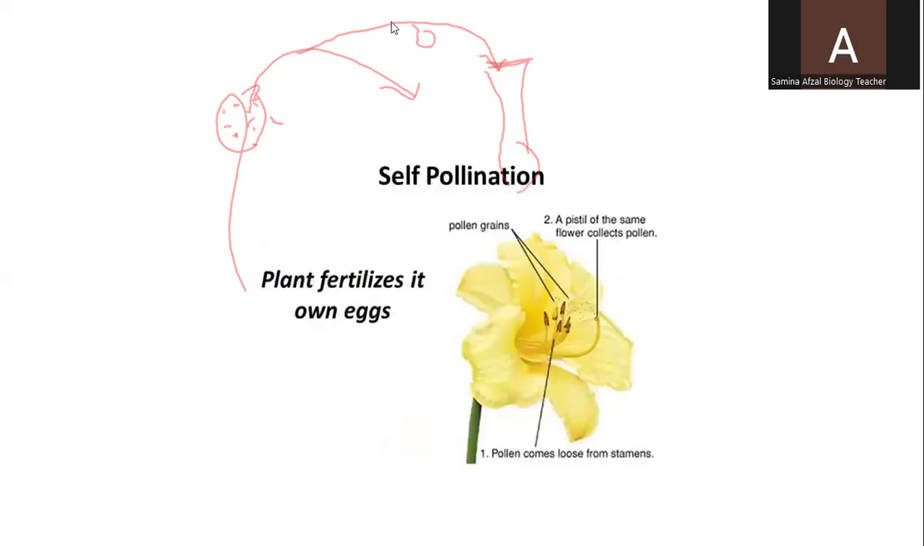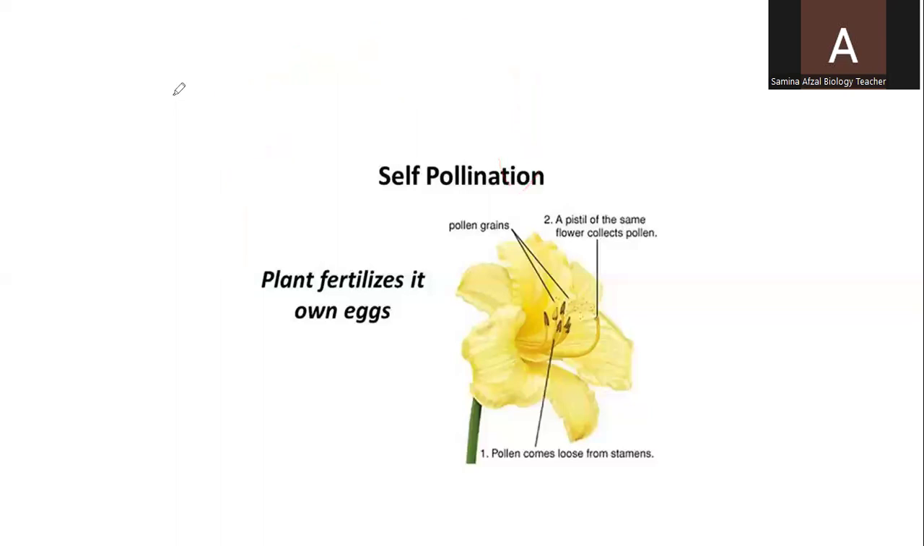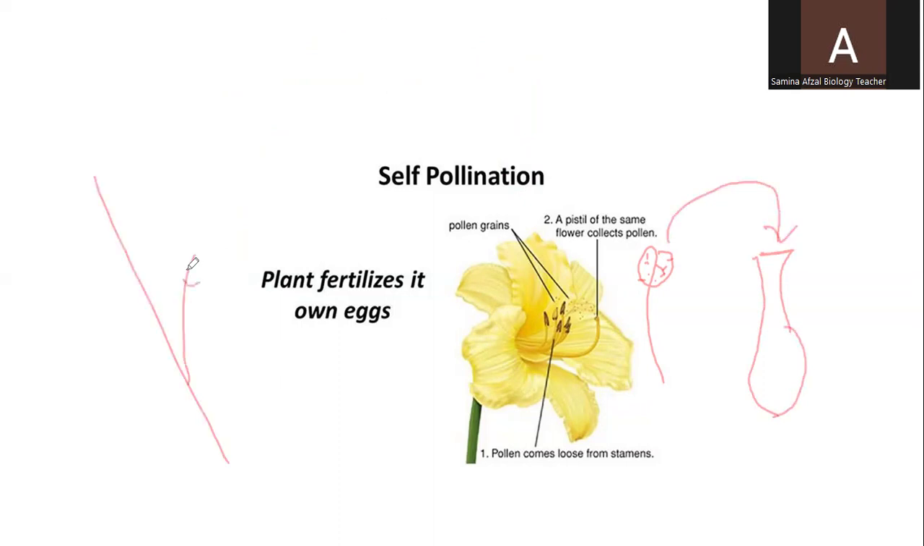Now in the next slide, we will discuss the two types of pollination, the first of which is self-pollination. Self-pollination is when pollen grains from the anther are transferred to the stigma of the same flower, or from one flower to another flower of the same plant. So this is called self-pollination.